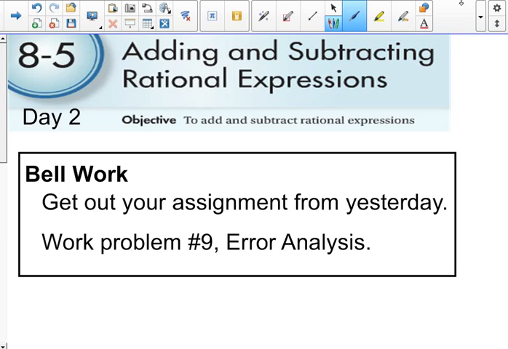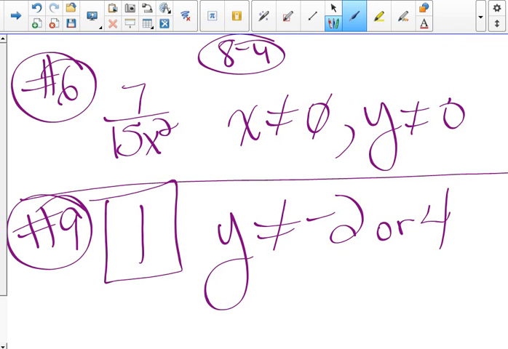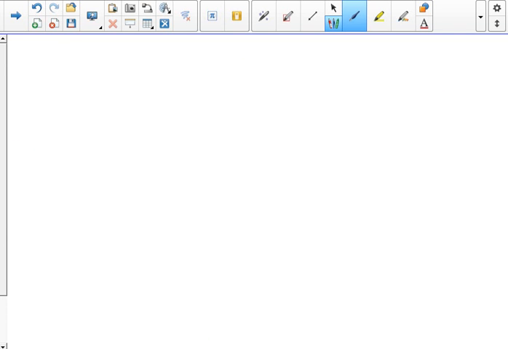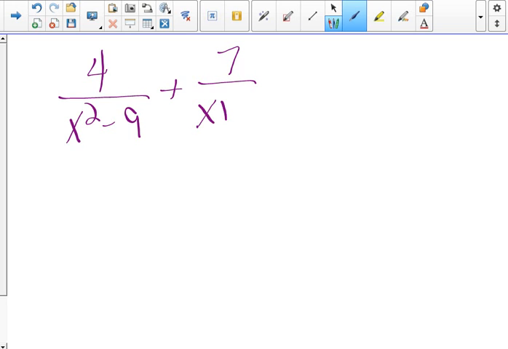Okay, so your bell work today, I ask you to get out your assignment from last class period and work problem number 9, error analysis. On the error analysis, it said, a classmate said that the sum of 4 over x squared minus 9 plus 7 over x plus 3 is equal to 7x plus 25 over x squared minus 9.